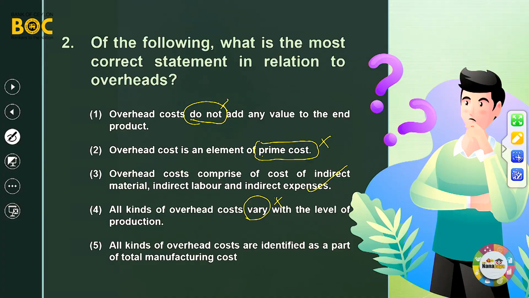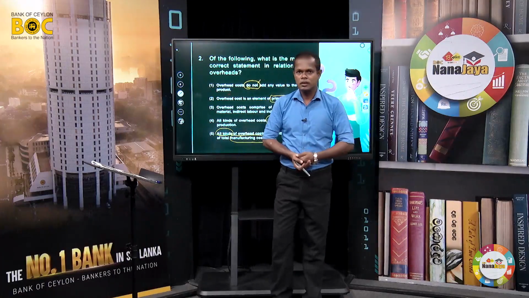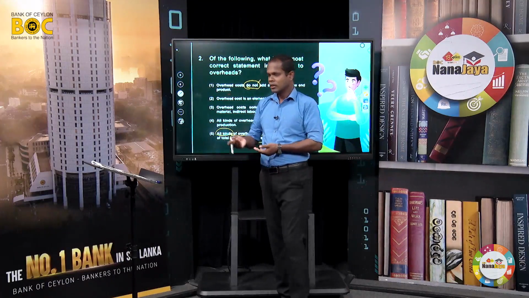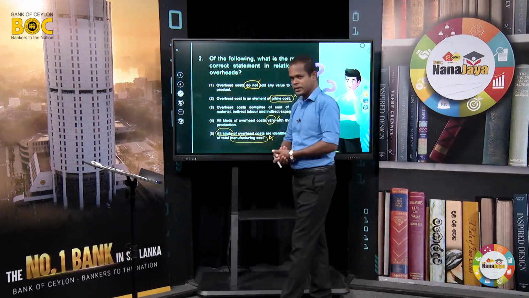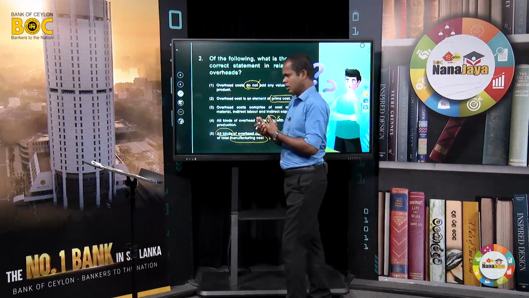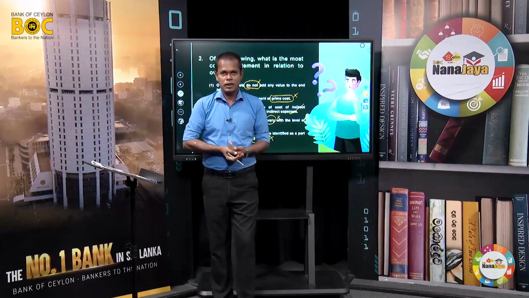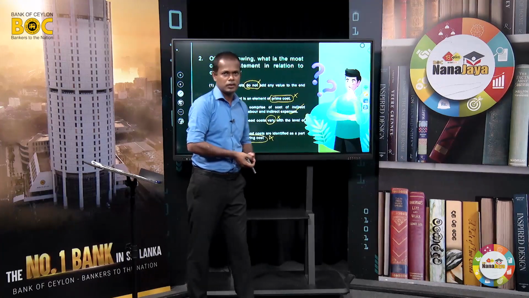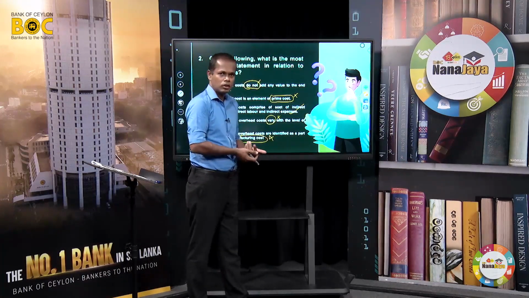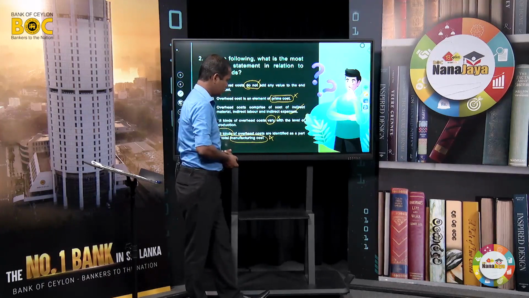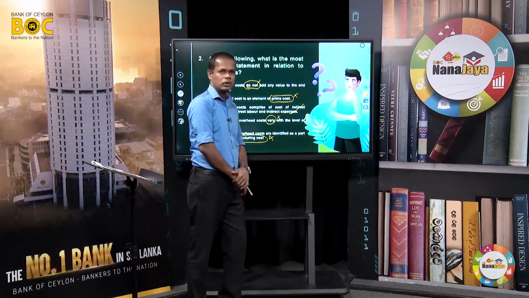All kinds of overhead costs are identified as a part of total manufacturing cost? No. Among overheads, you have administration overhead and distribution overhead, which are not part of manufacturing cost. You have non-manufacturing overhead also, in addition to manufacturing overhead. Sales commission is a non-manufacturing overhead, a distribution cost. Then answer number 5 is also not correct.